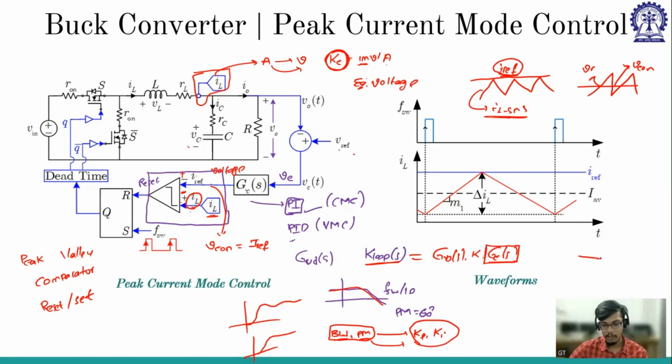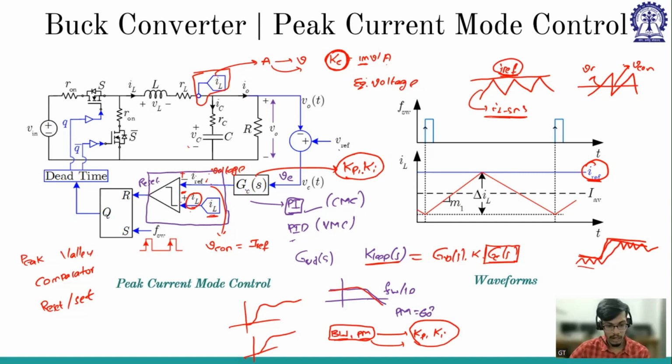Depending upon how your I reference is changing, the inductor current profile will follow, right? If the I reference is changing quickly, then the inductor current is bound to change quickly. The I reference is the output of GC of S, which has KP, KI. So if I increase the KP, KI values, then my I reference will change faster, and accordingly IL will change. But I cannot increase KP, KI very much, so there is a limit for KP, KI.